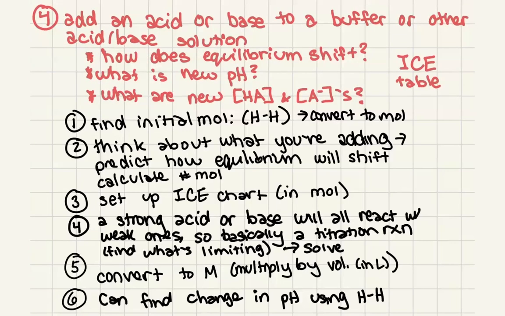We're going to need to figure out, okay, well, how many moles do we have in there originally? Or at least I'll show you an alternative where we can figure out the final molarity in terms of just if you were to dilute it, not considering it reacting. But when you have a strong acid or a strong base, basically all you're going to get is a titration reaction to start with.